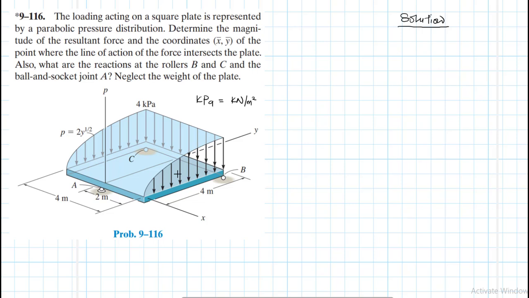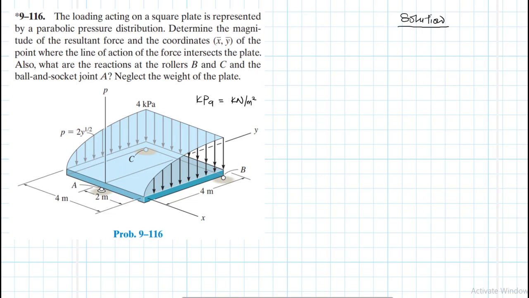I know what comes directly into your mind is computing the volume, right? We need to find the total volume for this pressure distribution, which will give us the resultant force. Later on, we apply the formulas for centroids so that we find the location of this resultant force. And then later on, we apply the equations of equilibrium to find the reactions at the ball and socket A as well as the rollers at B and C. So we are still following the same principles.